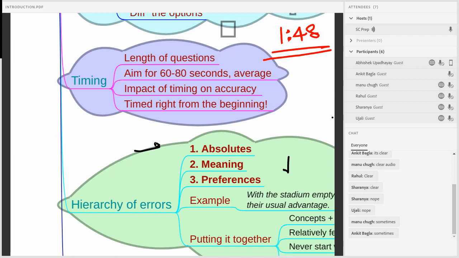Now, I'm going to pause for a second. This is a very important point for me. That's why I'm just going to pause and ask you guys, any concerns about targeting 60 to 80 seconds as the average for SC? Please feel free to unmute yourselves and let me know. Go ahead, Ankit.